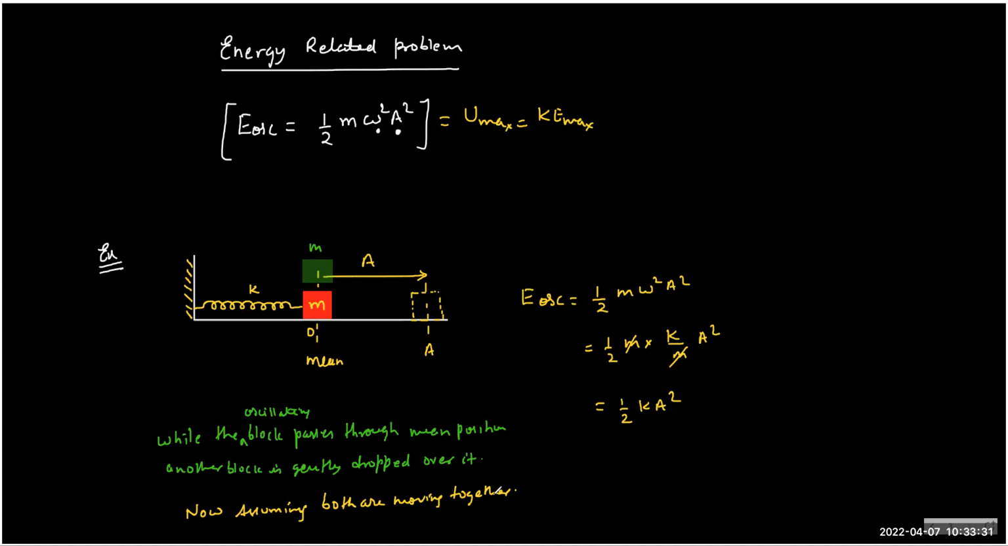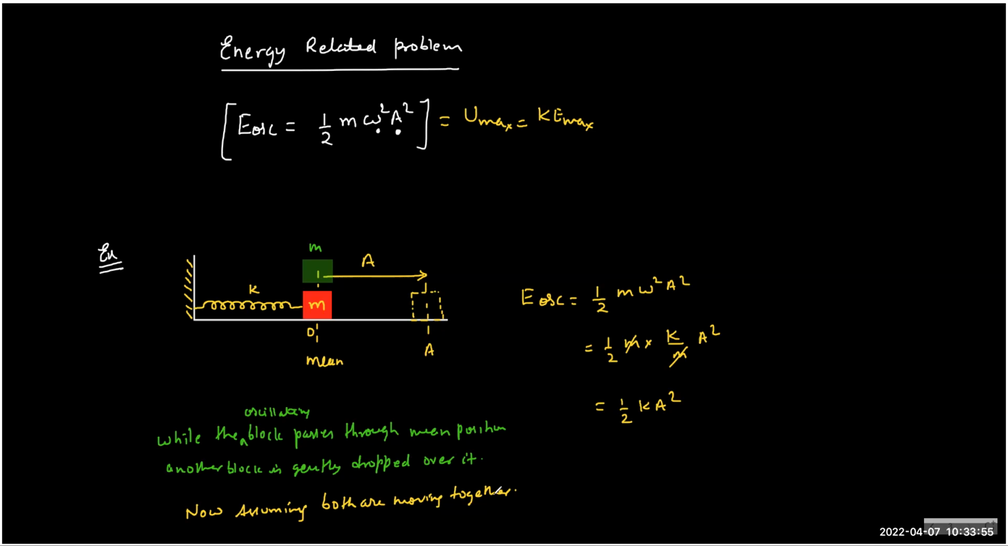Is it possible for M to move together just like that? What else we need to think about? Yeah, friction is sufficient for sure. So now, because both are moving together, will it affect the velocity? Yes or no? Yes, sir.